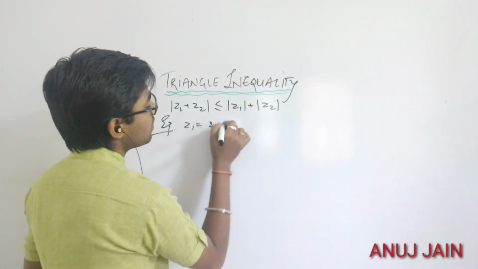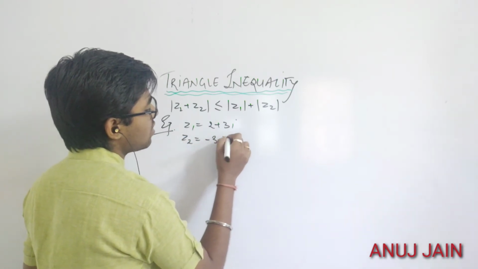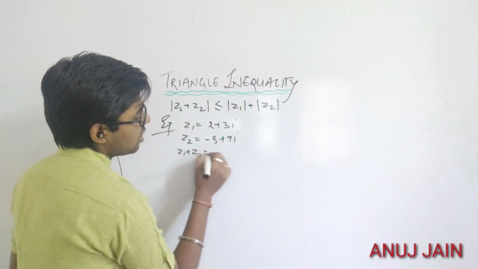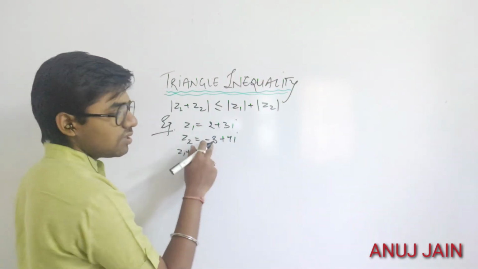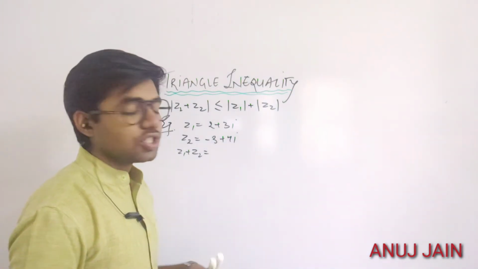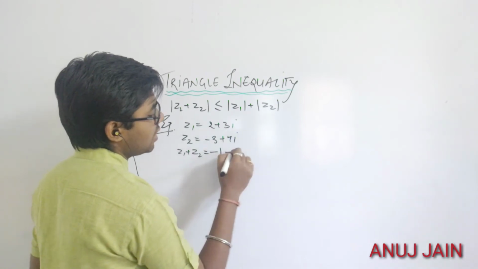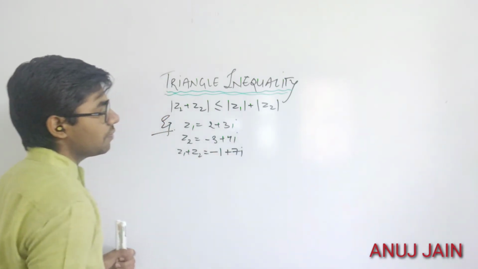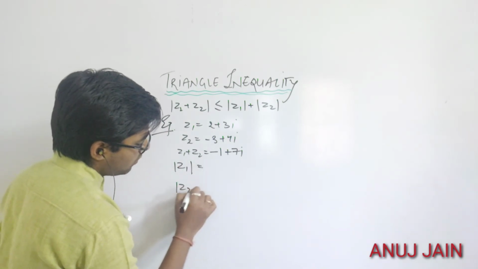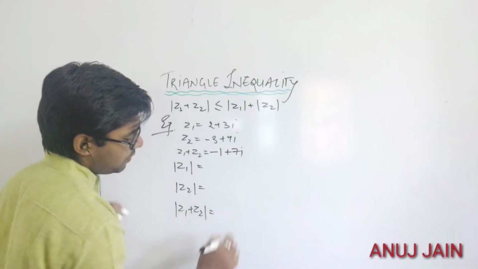Let's verify this. Suppose z1 is 2 plus 3i, z2 is minus 3 plus 4i, then z1 plus z2 is equal to what? This plus this and this plus this. Addition, I have already taught you what addition is. Just add the real part, this is minus 1, and add the imaginary part, 7i. Now find modulus of z1, modulus of z2, modulus of z1 plus z2.